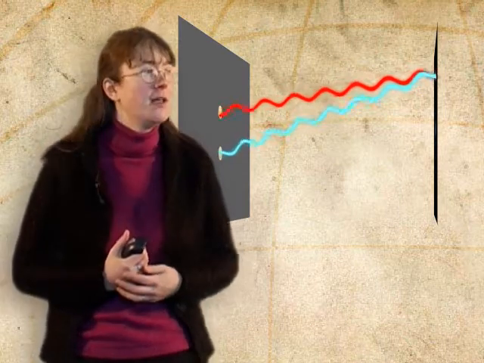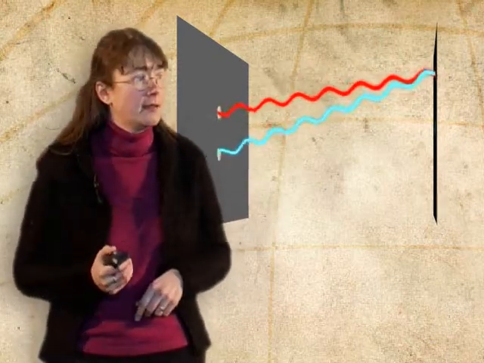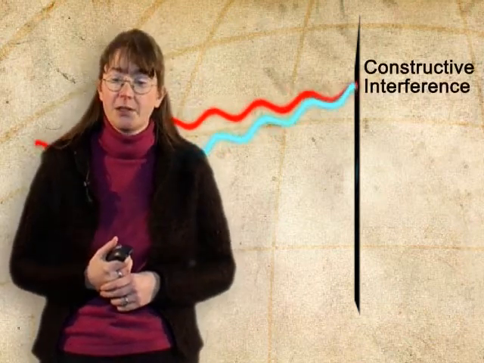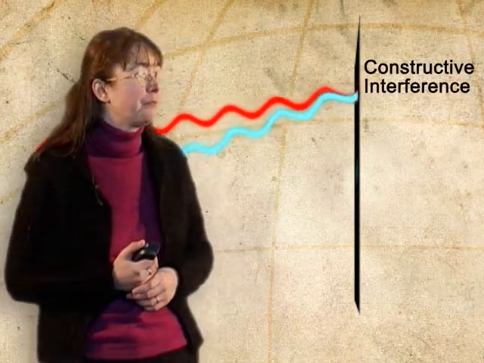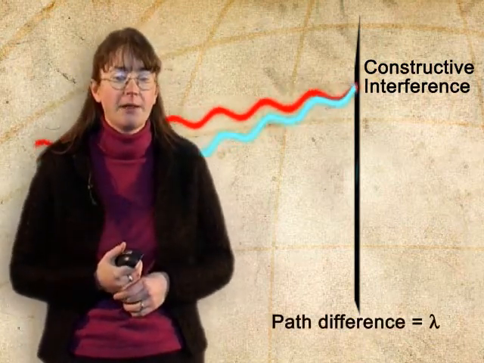We'll look at one more case. Again, the same starting conditions, so the same waves, but this time they've travelled a little bit further. What will we see at the screen a little bit higher up? Let's look a bit closer. Now, the waves have travelled different distances, but the path difference is one complete wavelength. This means that the waves are now in phase again, and so we will get constructive interference. We'll see a bright spot on the screen. And we can also say that the path difference is lambda, one complete wavelength.